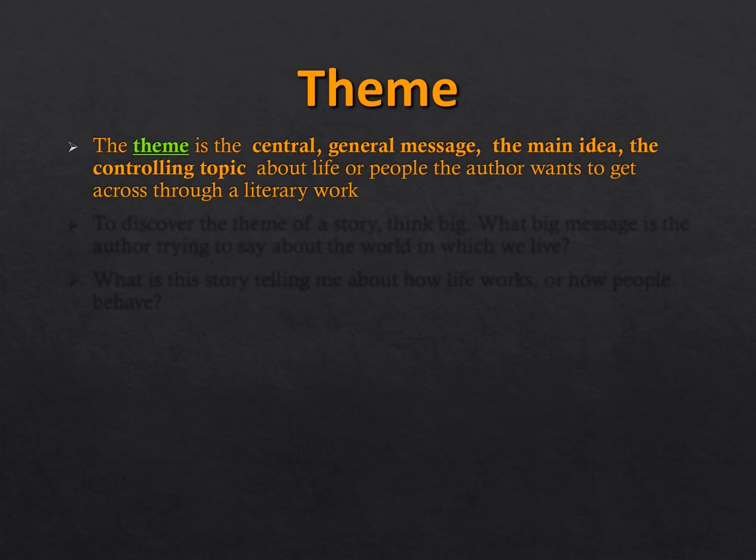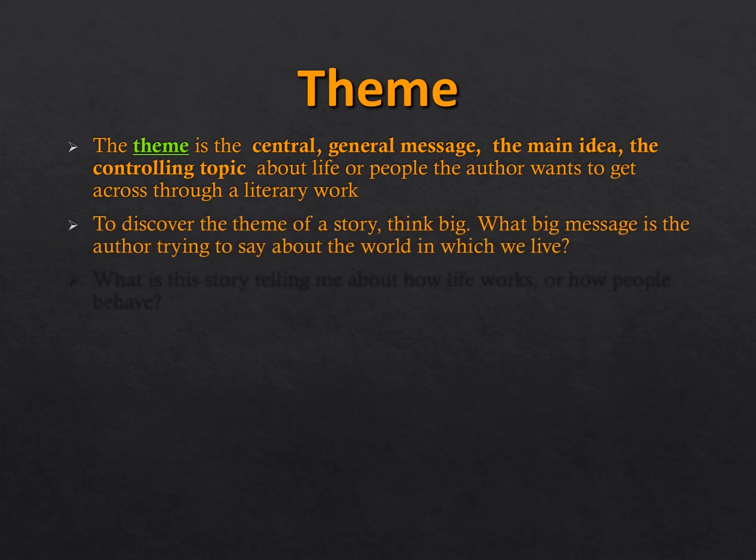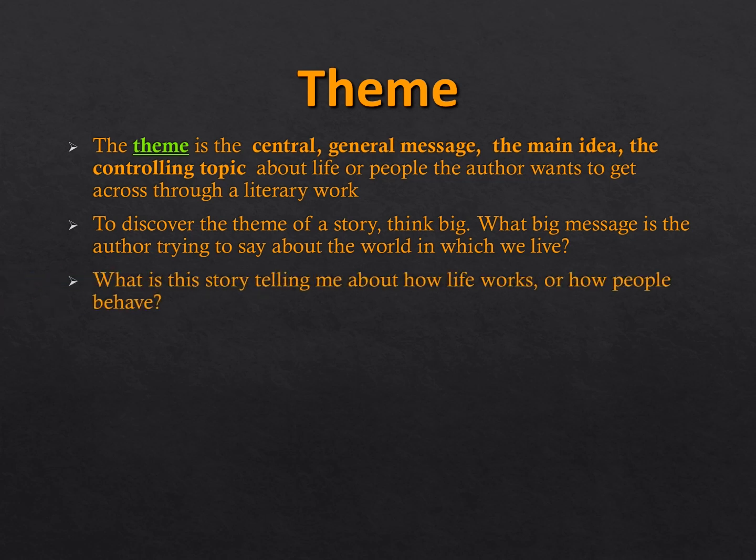Now let's go to theme. The theme is the central, general message, the main idea, the controlling topic about life or people the author wants to get across through his or her literary work. In order to discover the theme of a story, we need to think big. What big message is the author trying to say about the world in which we live? And what is the story telling me about how life works or how people behave?